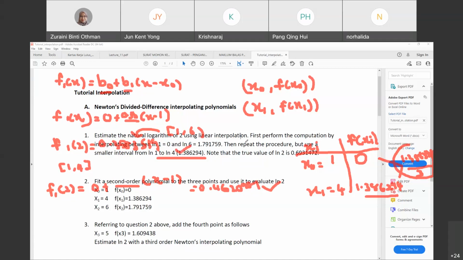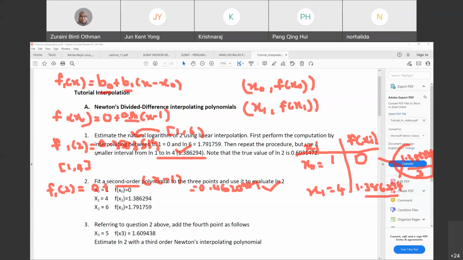Okay, you already done it. First perform the computation for interval 1 to 6, then repeat the procedure. The true value is 0.693. So the next step, what you should do, what you can conclude, yang tu saya nak tengok. Maksudnya is when you do this kind of question, for today our objective is to complete the question, to learn how to answer completely. Itu kita punya objective for today.